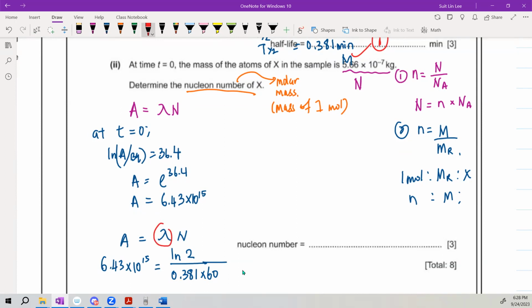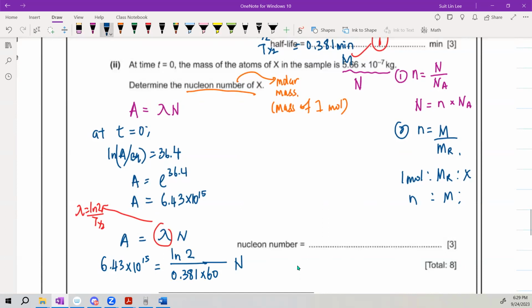Ln 2 over half-life. But this was minute negative 1. Lambda was minute negative 1. Half-life was also minute negative 1. Now, if you can convert, then you convert. No? Either one is fine.